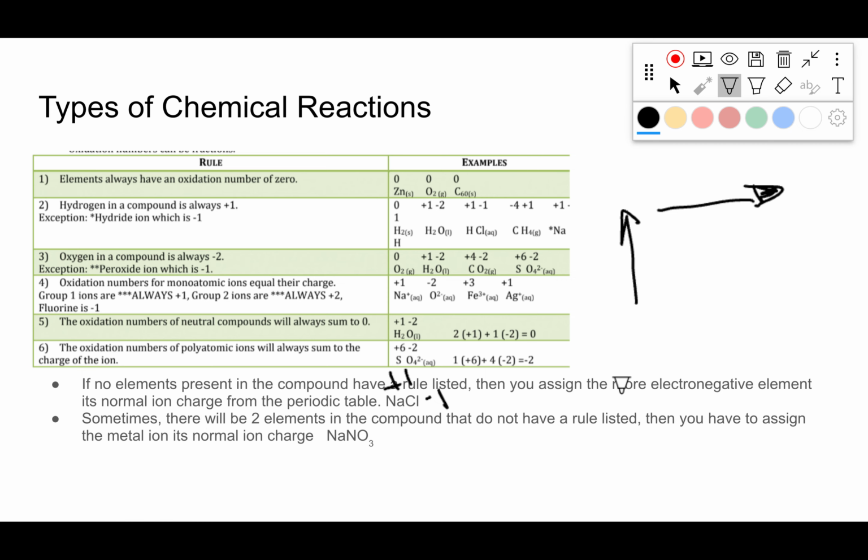If there are 2 elements in the compound that don't have a rule listed, then you always will know one of the negative ions, and then you just assign the metal ion its normal charge. So in this one, oxygen is a negative 2. Negative 2 times 3 gives me negative 6. This is a compound, so I want it overall to equal 0 again. Since there's no rule for sodium and no rule for nitrogen, I'm going to assign my sodium its normal charge, which is positive 1. So then I have positive 1, negative 6. I need it to be overall a net charge of 0. So that means my nitrogen is going to be a positive 5. Positive 1, positive 5 gives me positive 6, and that cancels my negative 6.